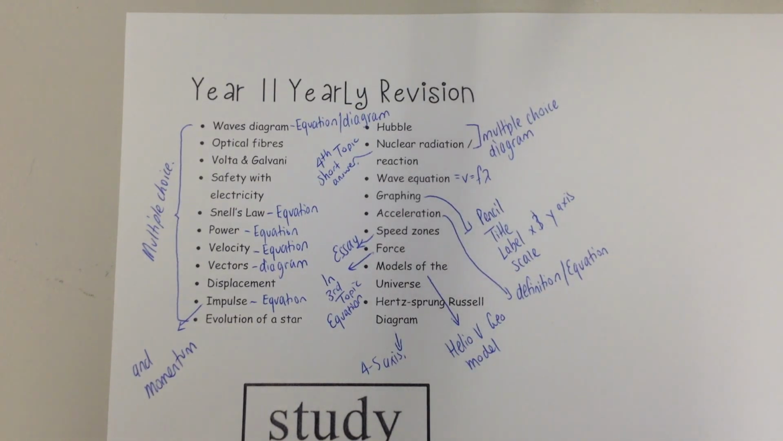For example, for Volta and Galvani, your study card would just be Volta said this, Galvani said this, and that's it. But for, let's say, speed zones, your essay, you might want to write 8 different dot points that you brought up in your assignment. Do you get me? So go through each dot point using the targeted revision I've given you, okay?